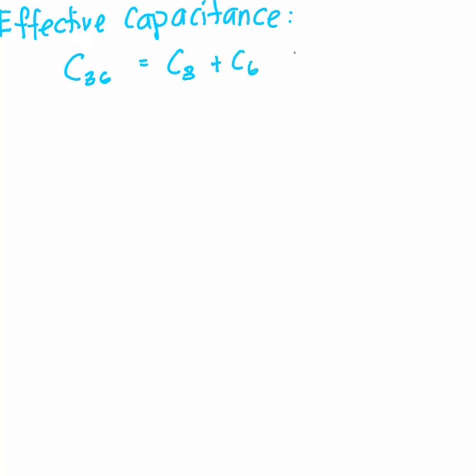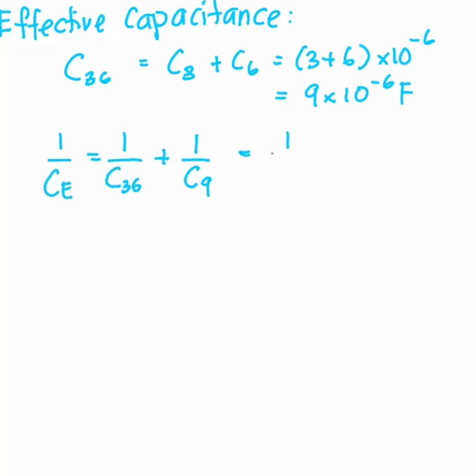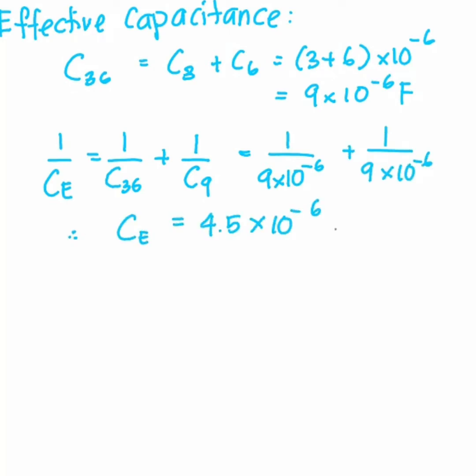Kita selesaikan sungai yang terkecil dulu, iaitu sungai 36. And since they are in parallel, your final answer is 9 to the power of negative 6 farad. And finally, you can get your effective capacitance by using this equation. And the effective capacitance is 4.5 to the power of negative 6 farad.